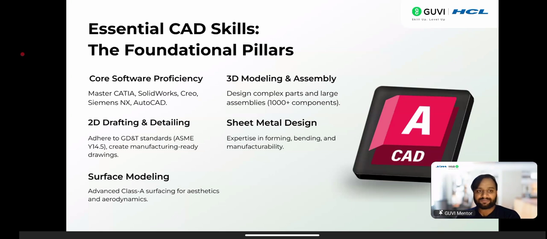So here you can see core software proficiency: 3D modeling and assembly, sheet metal design, 2D drafting and detailing, surface modeling. These are the core foundation pillars where you can work, right? You can be a sheet metal designer, you can be a 3D modeling and assembly designer, and you can also go for 2D drafting and detailing. Then you can also work on the surface modeling part. You can be a surface modeler also, right?